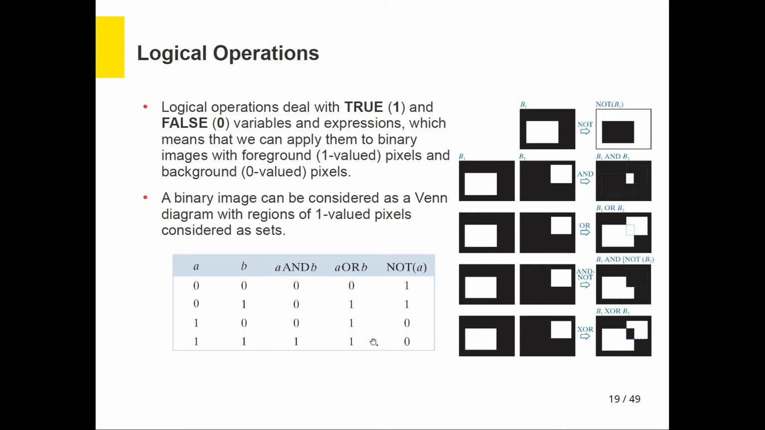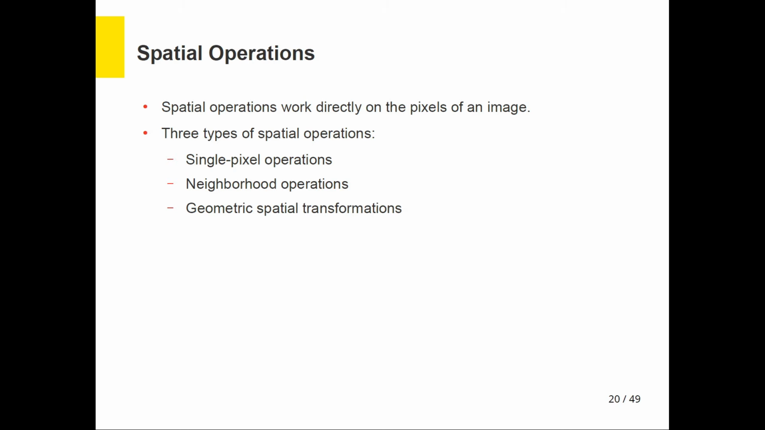So here you can see an example of a truth table. For variables A and B, we can have 4 possible combinations ranging from 0, 0 to 1, 1. And these are the three basic functions that can be defined on these two variables.